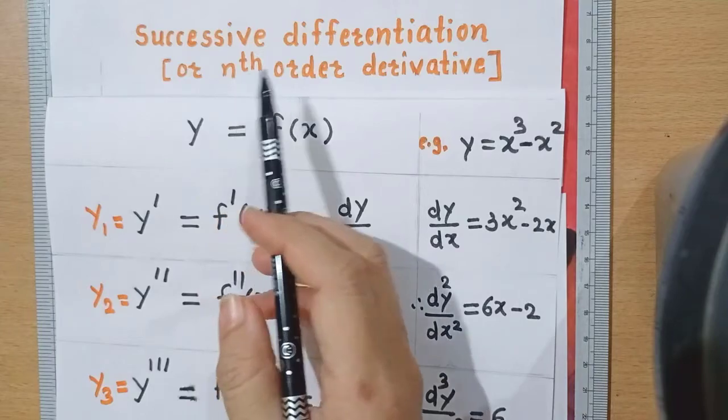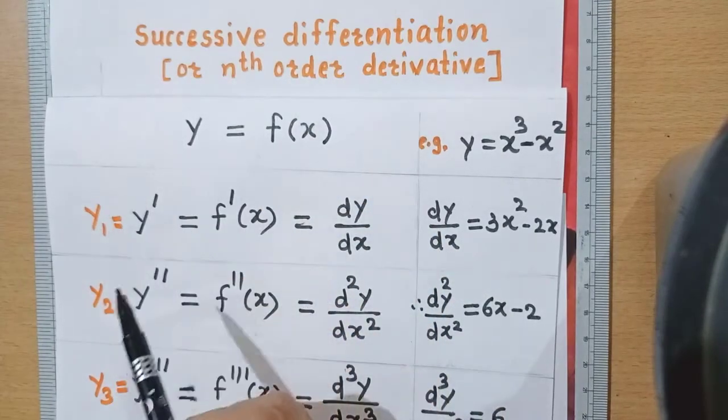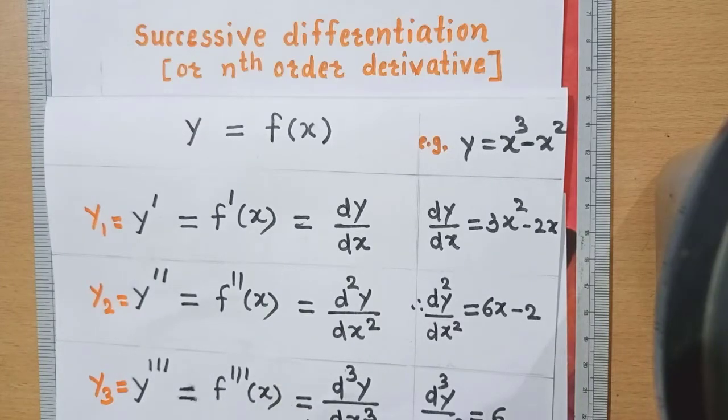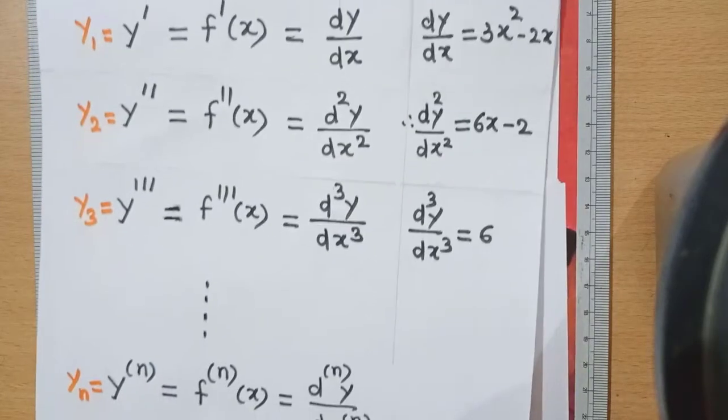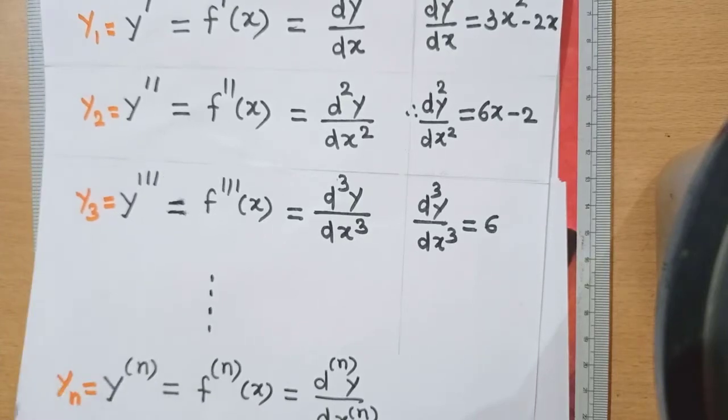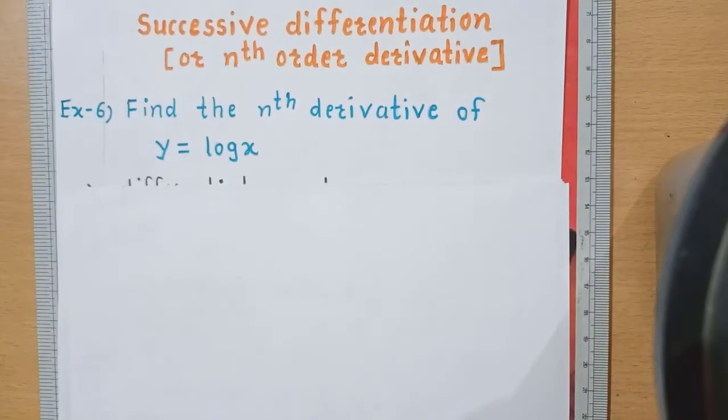To find the successive differentiation means we have to find out first, second, third order derivative, then observe the changes in the coefficient, in the power of the function, in the sign and in the angle, and write down the same pattern for nth order. So first we will solve the example and you will understand better.